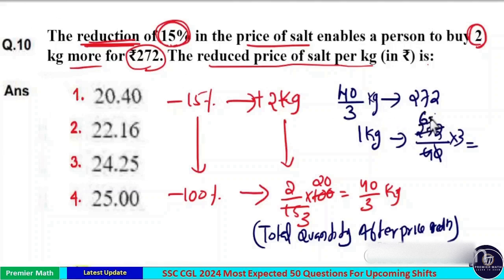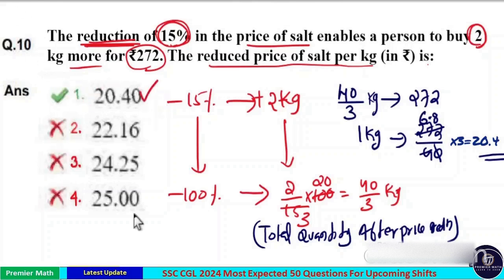6.8 into 3 means 6 into 3 is 18, 0.8 into 3 is 2.4. So 20.4 rupees per kilogram. So the reduced price is equal to 20.4 rupees per kilogram. Option 1 is your answer. After the price reduction, 1 kilogram costs 20.4.